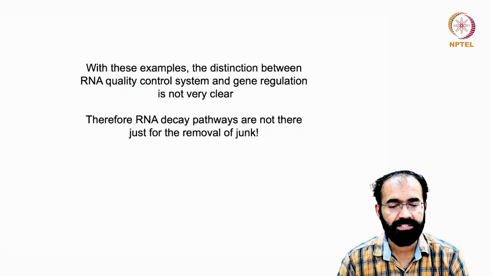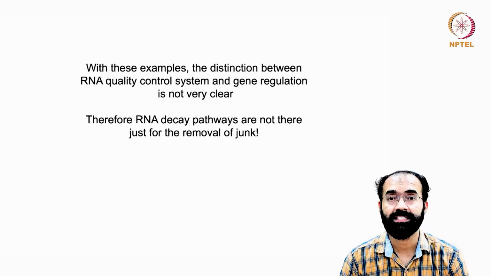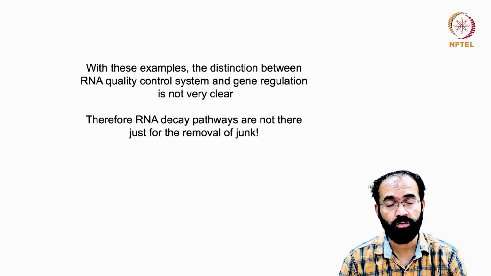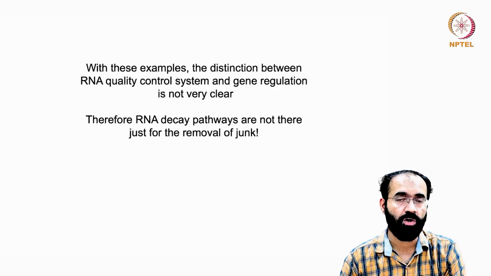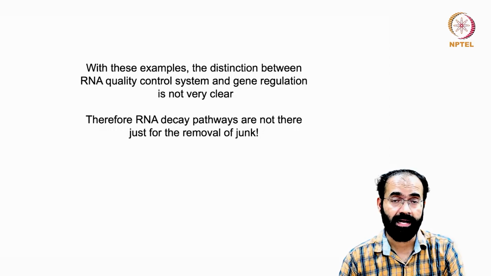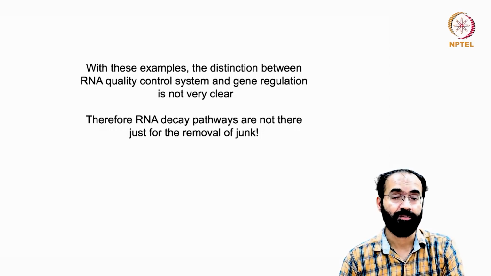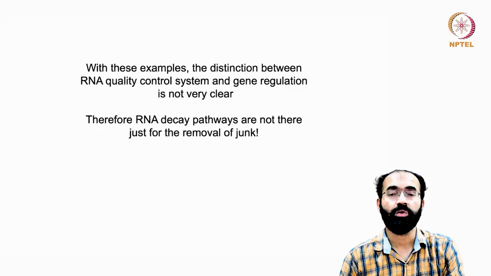Now, we have seen with these examples that the distinction between RNA quality control systems and gene regulation is not very clear. A lot of things are clear, but the question remains: how can an entire group or bunch of RNAs be regulated this way? That is why I told you in the beginning that RNA decay studies are still incomplete. First of all, we don't know how many mRNAs there are even in the most important organisms such as human. It's only a guess.